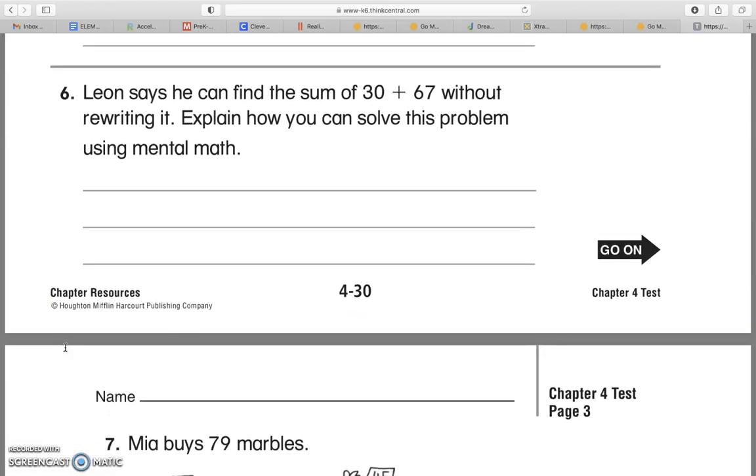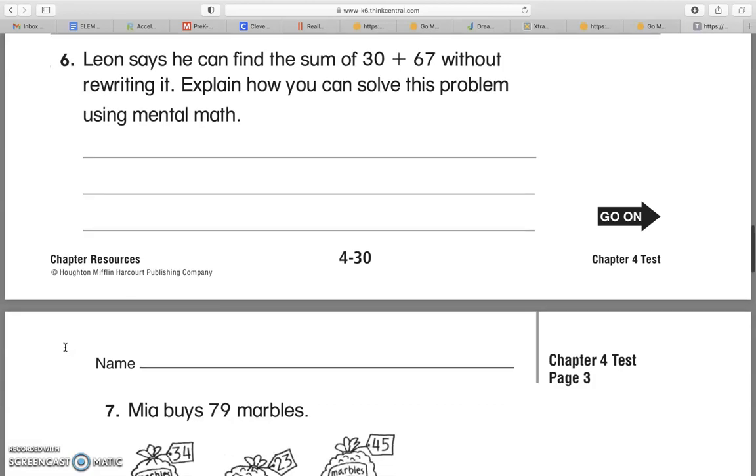Number 6. Leon says that he can find the sum of 30 plus 67 without rewriting it. Explain how you can solve this problem using mental math. Mental math is when I solve a problem in my head and I don't have to write it down.